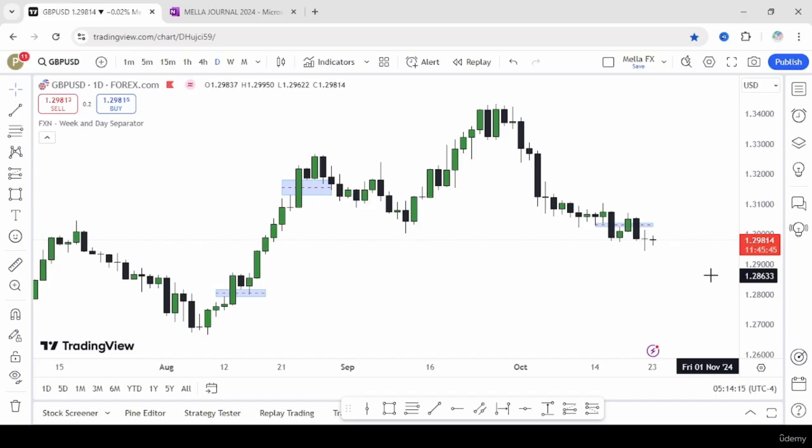Welcome back to this lesson. In this lesson, I'll be showing more examples of the strategy using a different pair. And today we are going to look at the pound dollar.